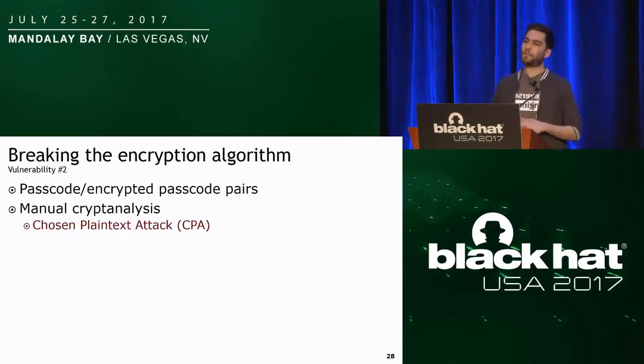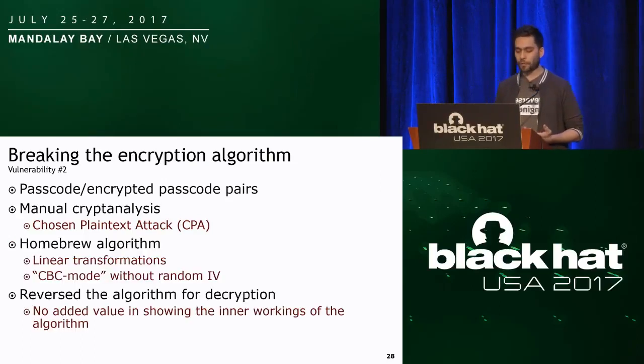Now, moving on to break this encryption algorithm, we obtained a bunch of passcodes and encrypted passcode pairs and performed a chosen plaintext attack using manual cryptanalysis, and we were essentially able to break it. What we found out is that it's a homebrew algorithm that can be abstracted as an algorithm that uses linear transformations and operates in cipher block chaining mode, CBC mode, with a set IV. It doesn't use a random initialization vector.